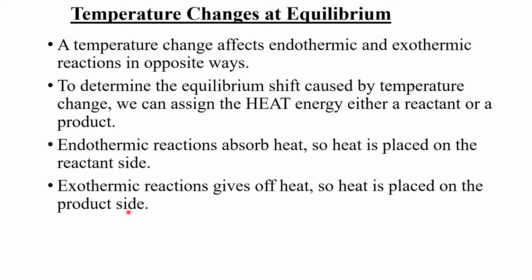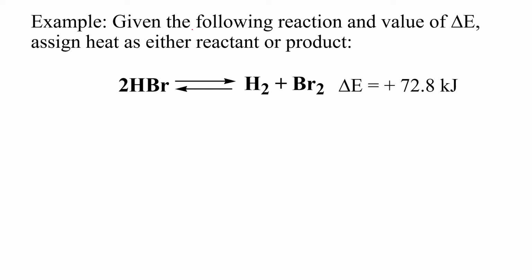For the exothermic reaction, because the heat is given off, same as the other products that are being formed in the reaction, we will put the heat for an exothermic reaction on the product side. So let's do this practice here. Given the following reaction and the value of delta E, meaning the change in energy, assign the heat as either reactant or product. Remember that we learned in the previous slide that the sign given with the energy will tell us whether it is being absorbed or released in the reaction.